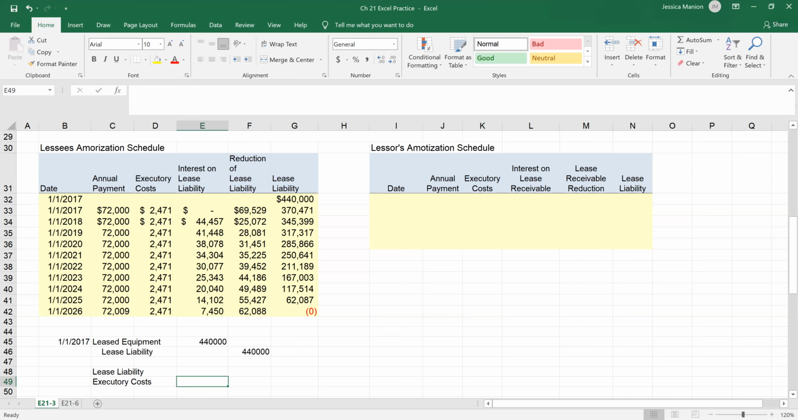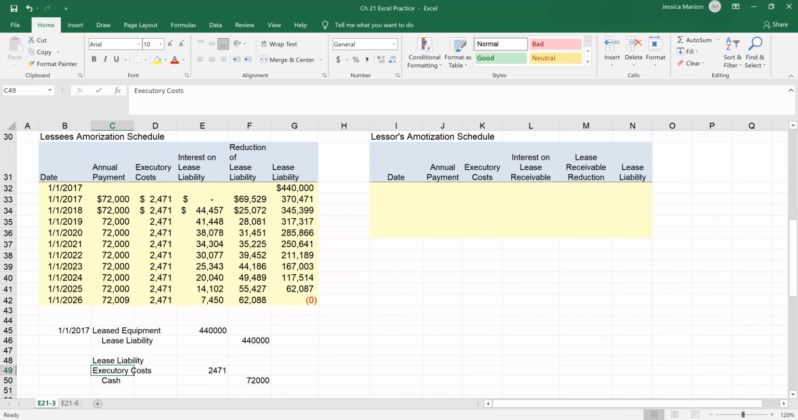And so here, this is the easiest way to figure it out. So executory costs are $24.71. We know we're making a payment, we're crediting cash 72,000. So the reduction in the lease liability is the difference. And I know this is up here on the amortization schedule as well, but we see it here, the 72 minus 2471. That's how our first payment is allocated, right?